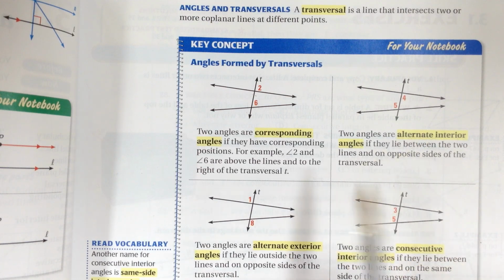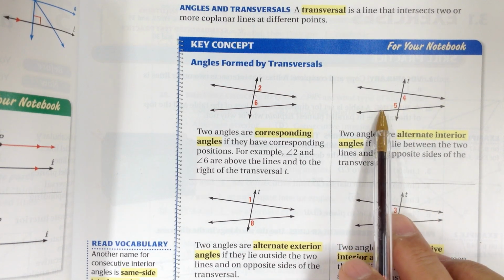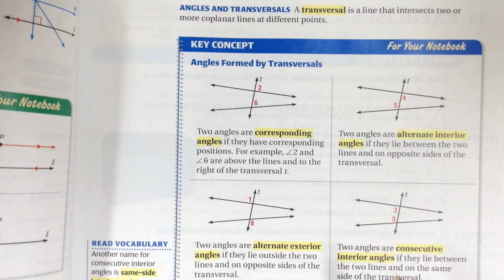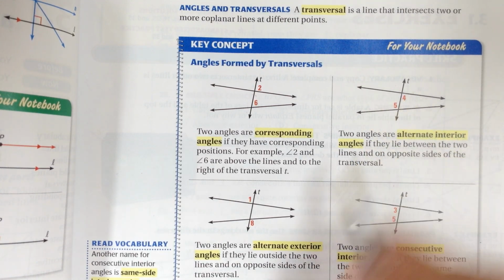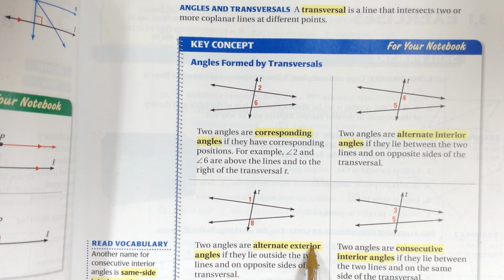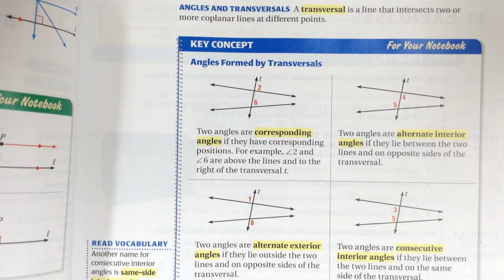So again, alternate means one is on the right side, one is on the left side of the transversal. Interior means the angles are inside, in between the 2 lines. Exterior means they are outside the 2 lines.